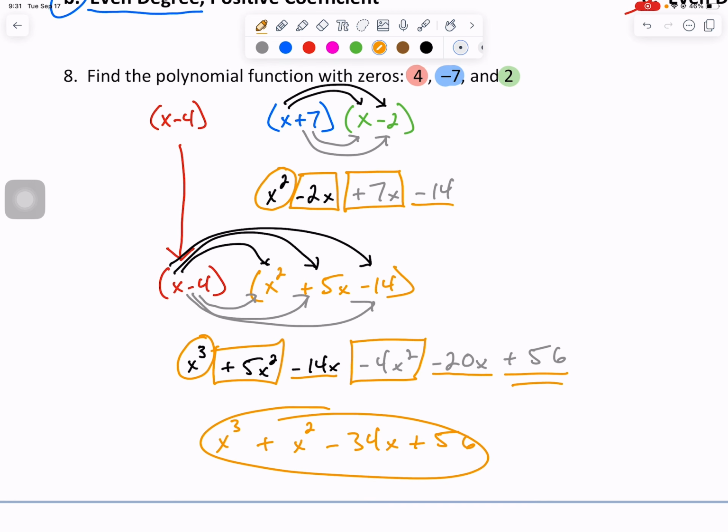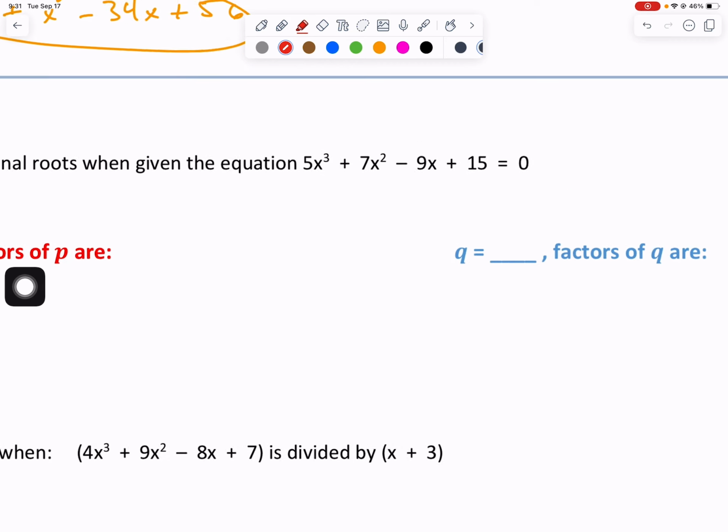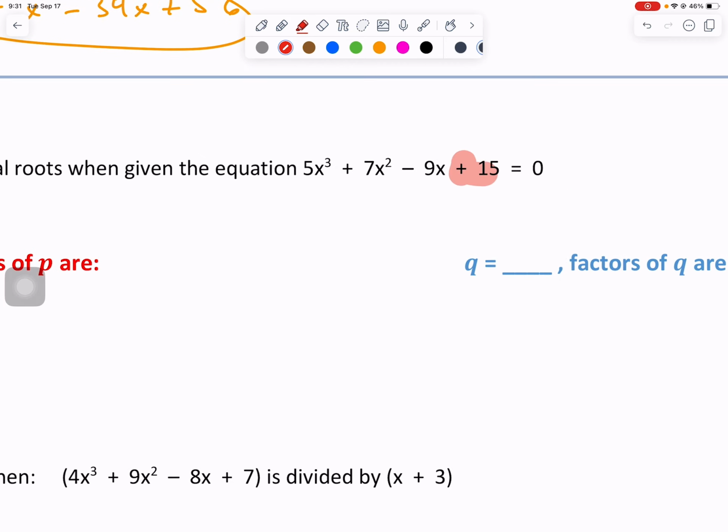as your model. Moving forward to number 9, list the possible rational roots when given the equation 5x cubed plus 7x squared minus 9x plus 15. All right, it's going to be plus minus p over q. Now your p is your constant. So right there, I'm going to highlight that in red. That's your P. And then in blue, I'm going to highlight our Q, which is our coefficient of our first term, or the leading term there, which is 5.